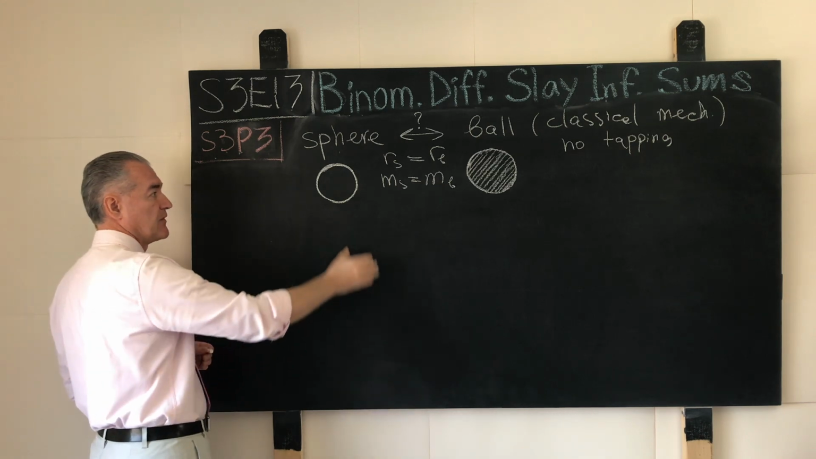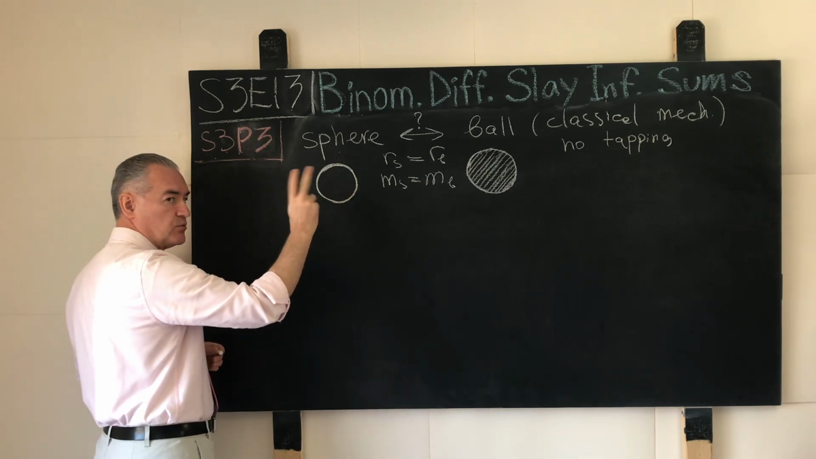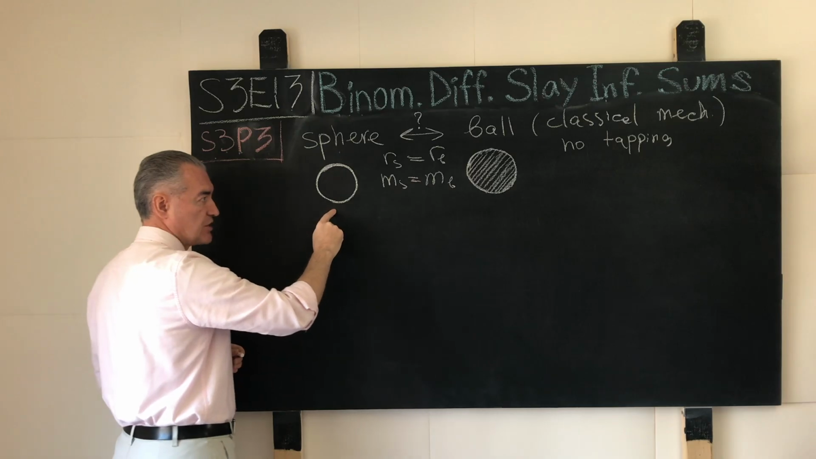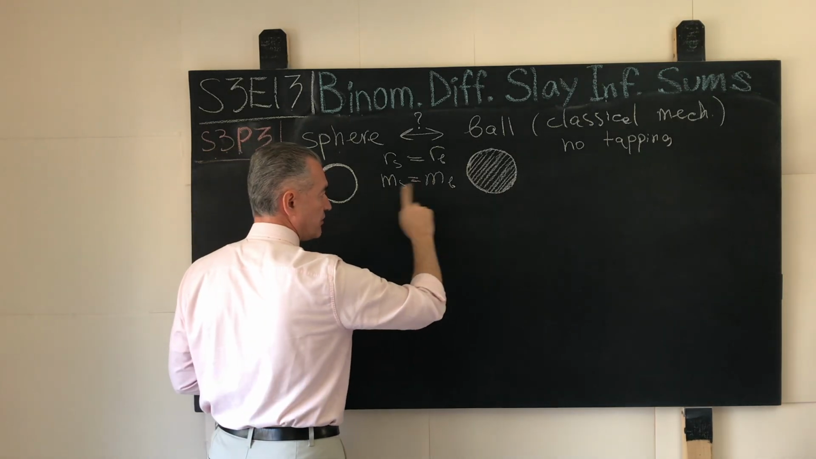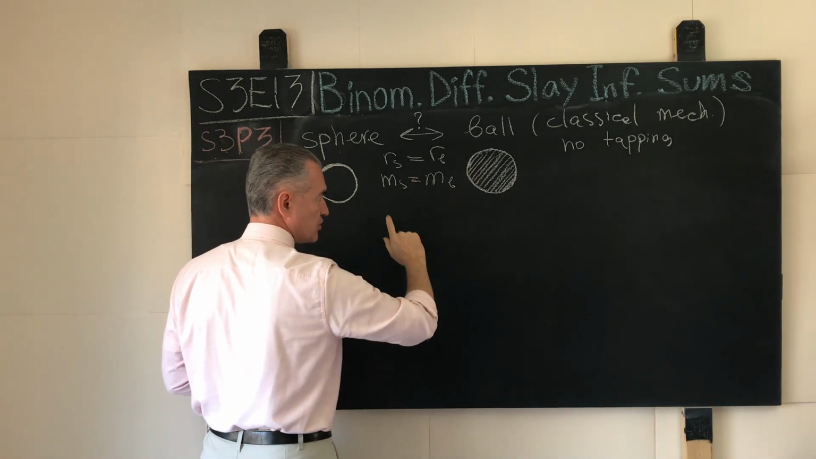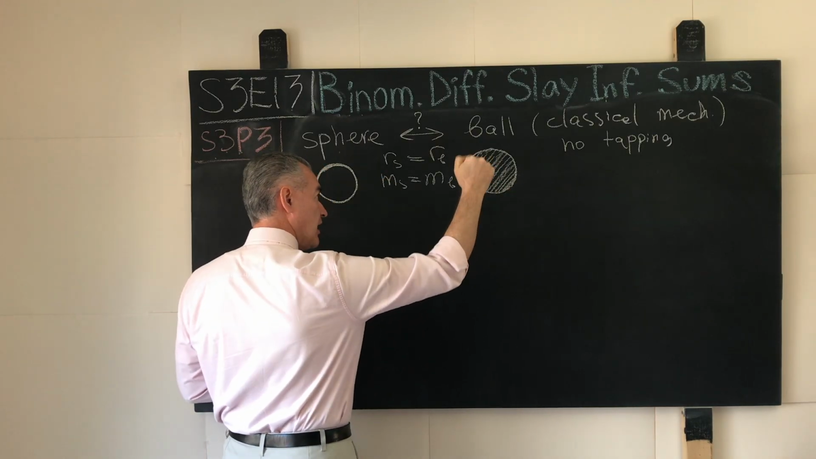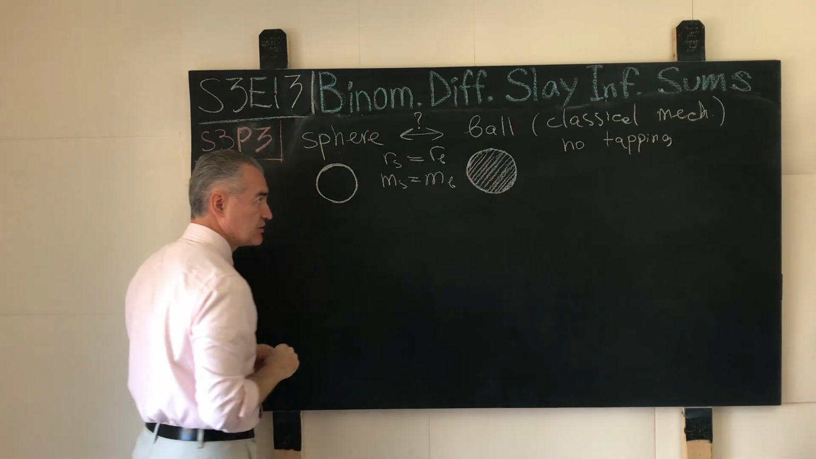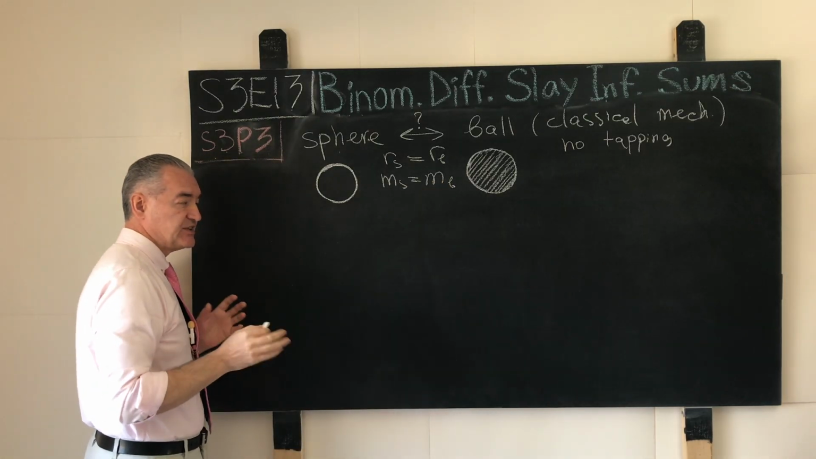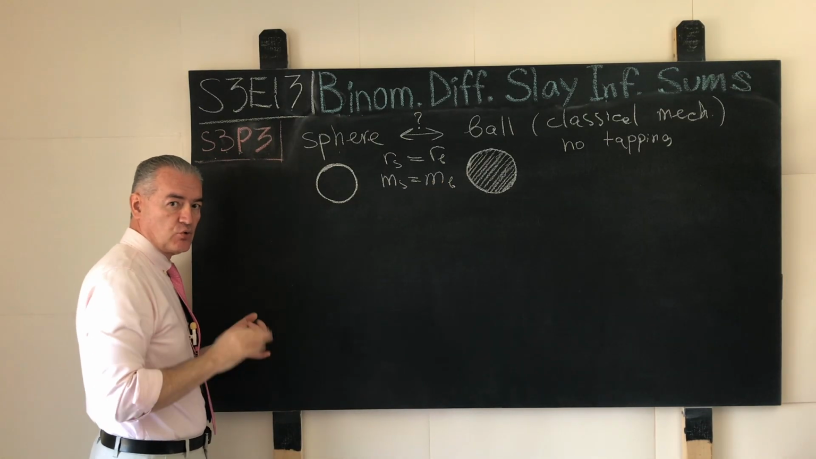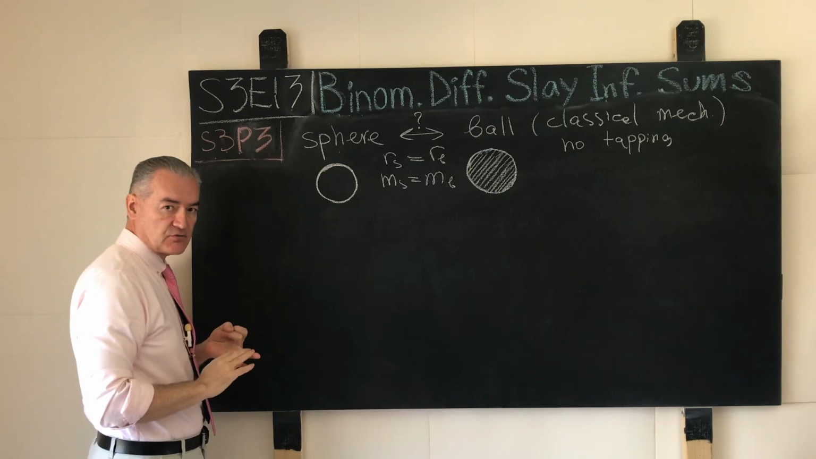So basically, of equal radii, we're given two objects, a sphere and a ball. The masses of these two objects are the same. Using the methods of classical mechanics, without tapping and without knocking on these objects, we are asked to distinguish or discriminate between the two with absolute certainty and correctly.